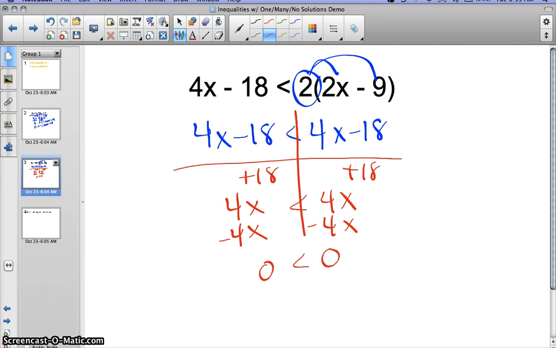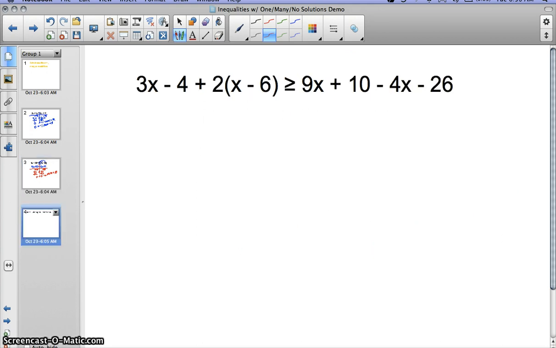Is that a true statement? Is 0 less than 0? Well, the easy answer is simple. This is a false statement. 0 is not less than 0. So because it's false, there's no real answer or no solution. Pretty straightforward, huh? Let's take a look at another one.